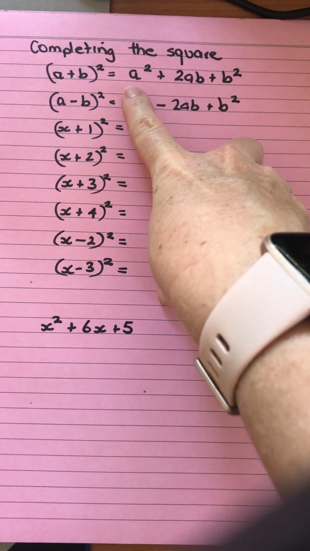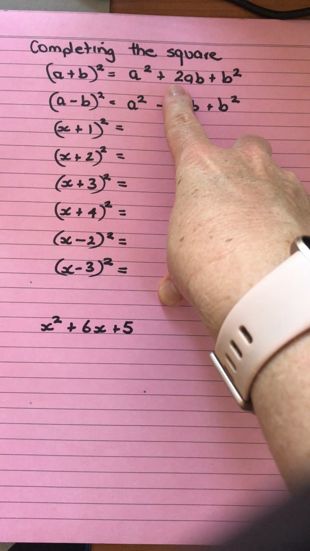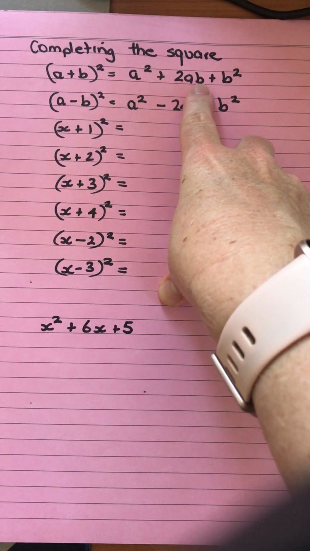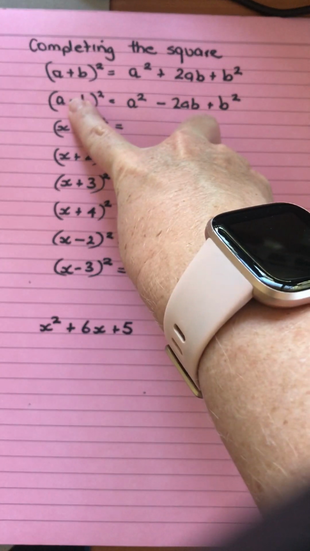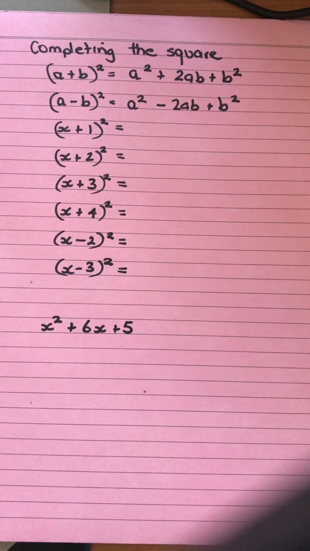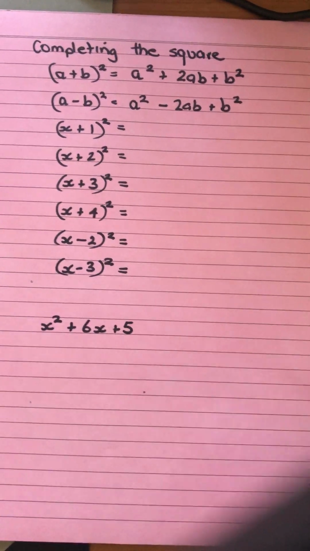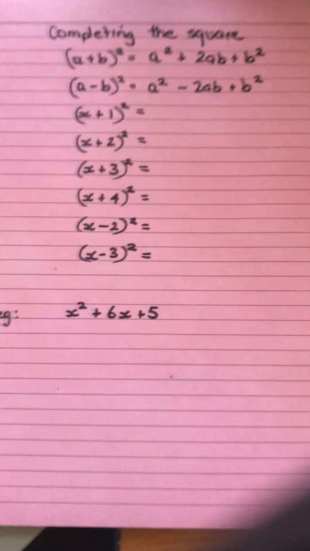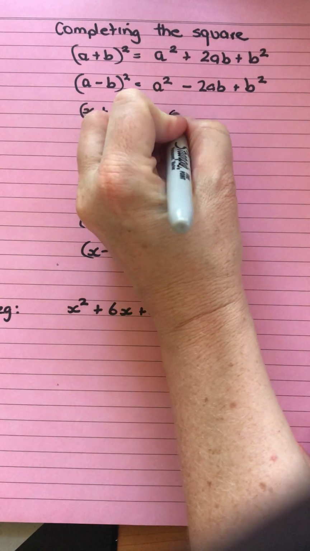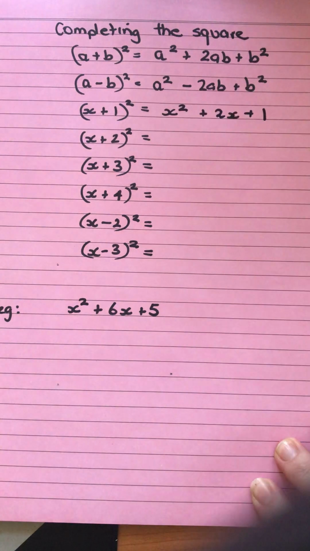So you can see that each time we've got an a squared on the end and a b squared on the other end, and in the middle we have 2 times a times b. The difference between when there's a plus and a minus is we have a plus here and a minus there. So looking at our pattern, when we've got (x + 1)², we know that that is going to be x² + 2x + 1.